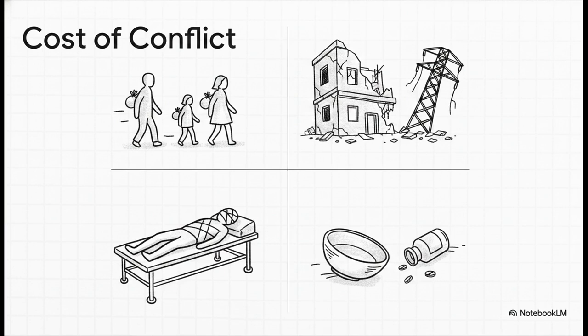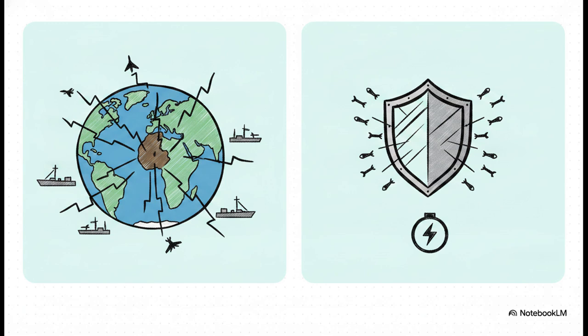We're seeing mass displacement, which is generating a massive regional refugee crisis as entire families flee combat zones. Critical infrastructure, think power, water, civilian services, has faced severe destruction. And as a direct result, parts of the region are dealing with escalating severe shortages of basic food supplies and essential medicines.